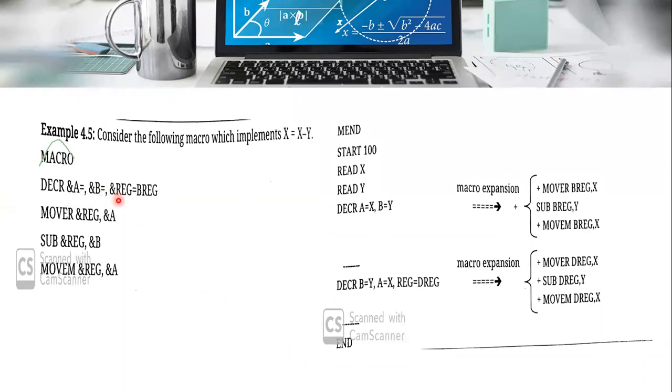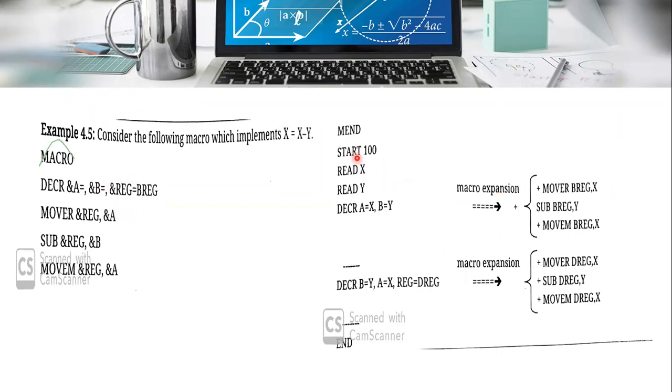And next, the third parameter we consider is &REG equal to, where we can pass the default value as B register. If we don't specify the value at the time of macro call, then by default the B register value will be considered for the parameter, that is &REG. So we can consider &REG as a default parameter.